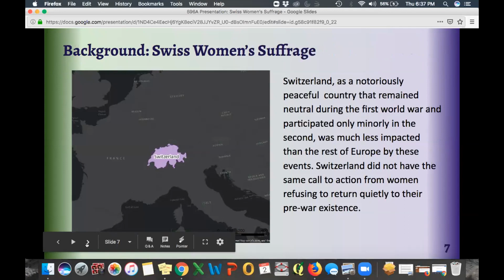So considering this global trend and the cases of surrounding countries, it would be expected that Switzerland would follow the pattern of declaring women's suffrage after World War I or World War II. However, that's not what happened. It's a notoriously peaceful country, so Switzerland didn't participate in the First World War, and it only participated minorly in the Second. Therefore, its women weren't as impacted as women in the rest of Europe. And there wasn't that same call to action from women refusing to return quietly to their pre-war existence.